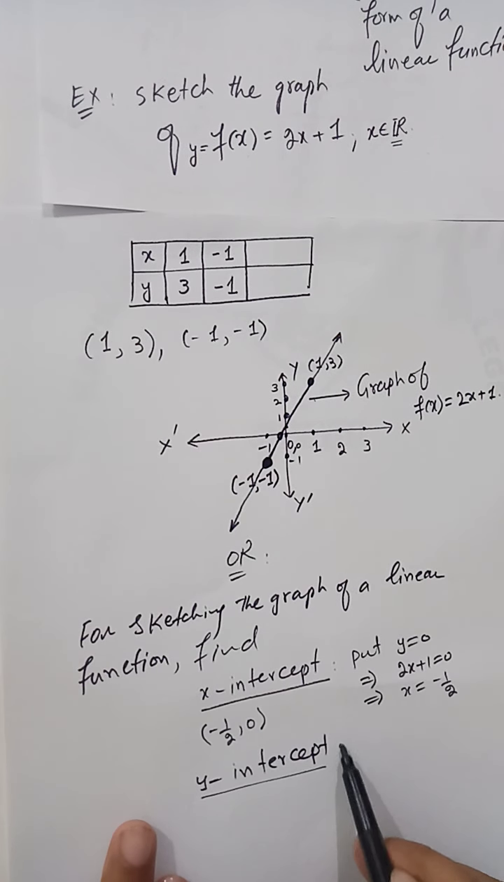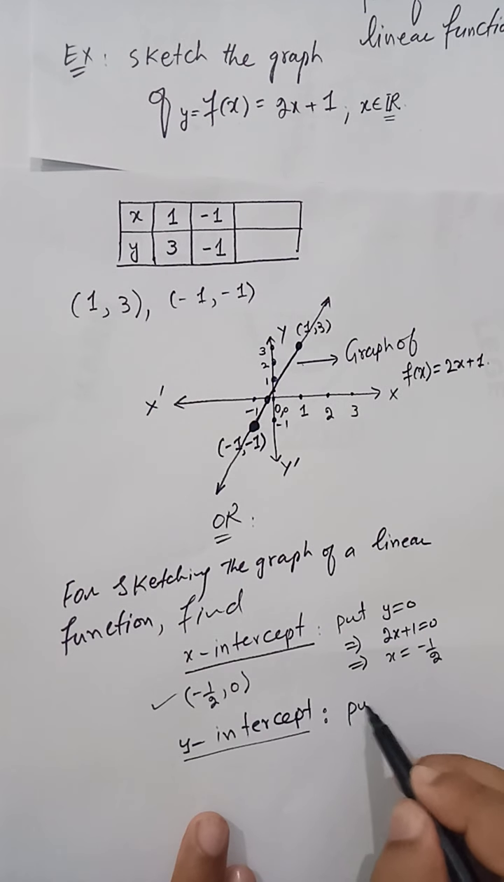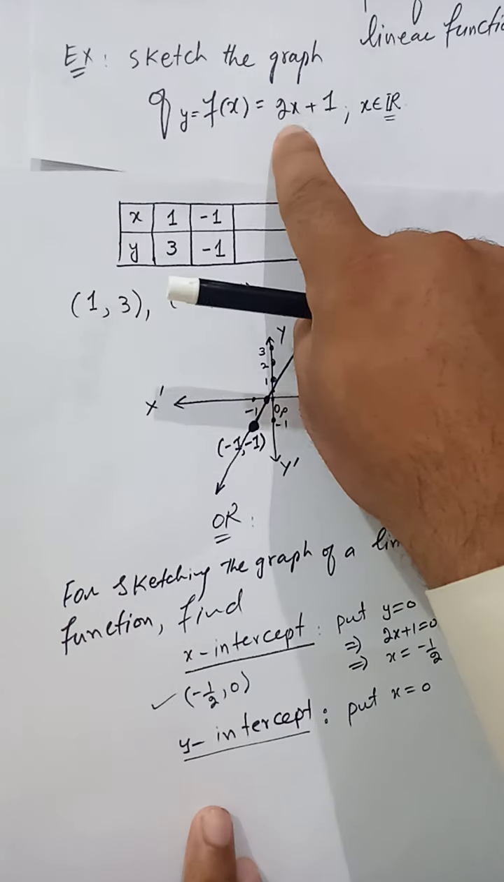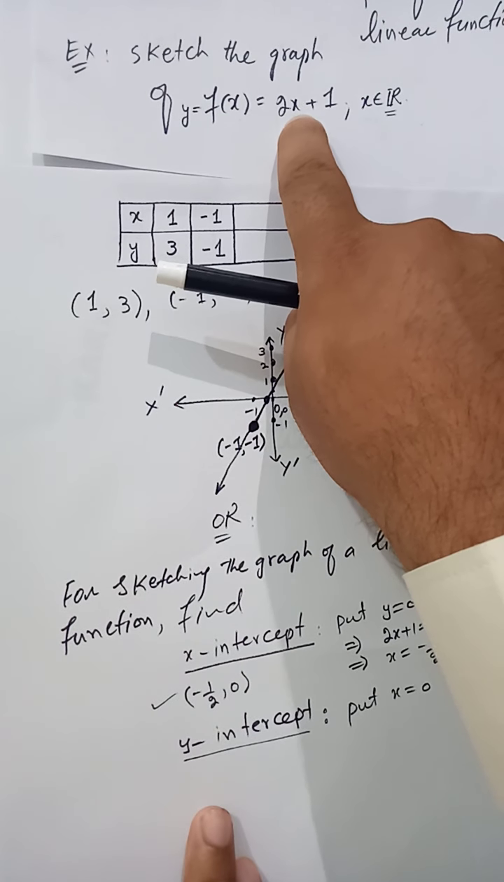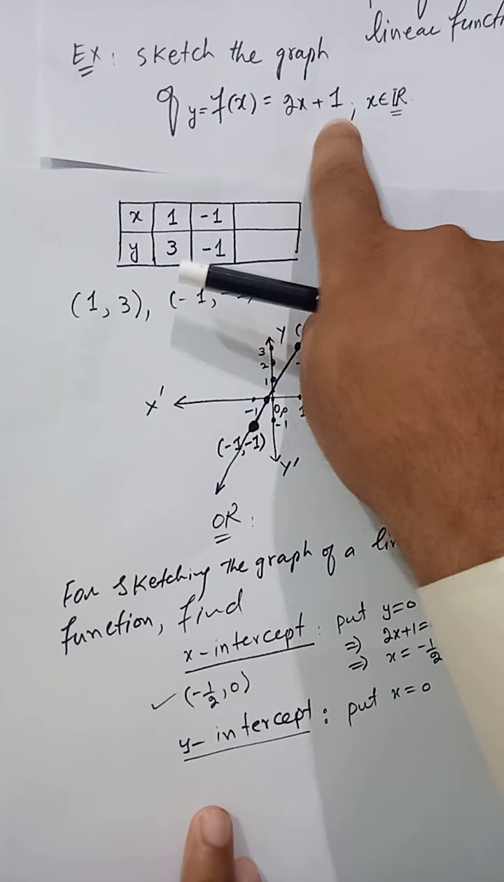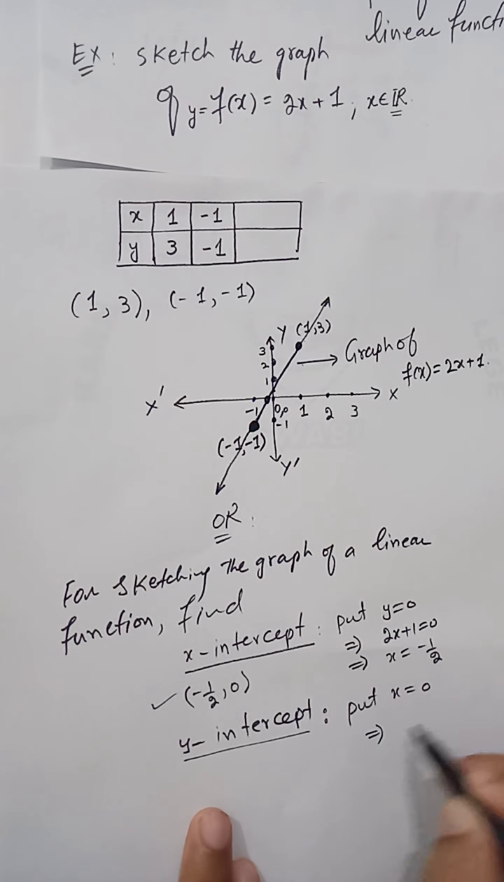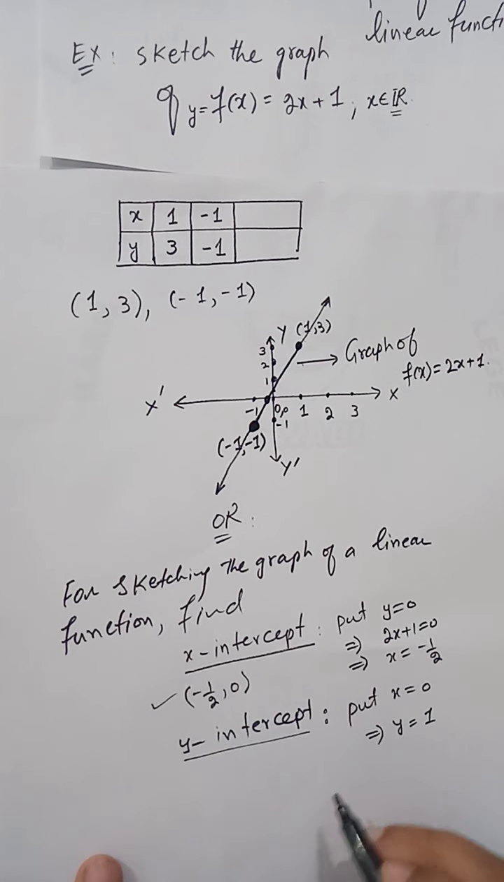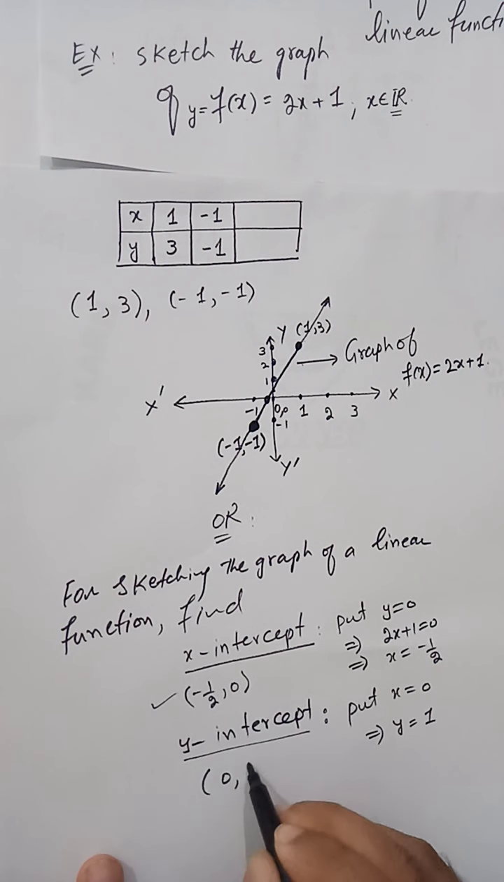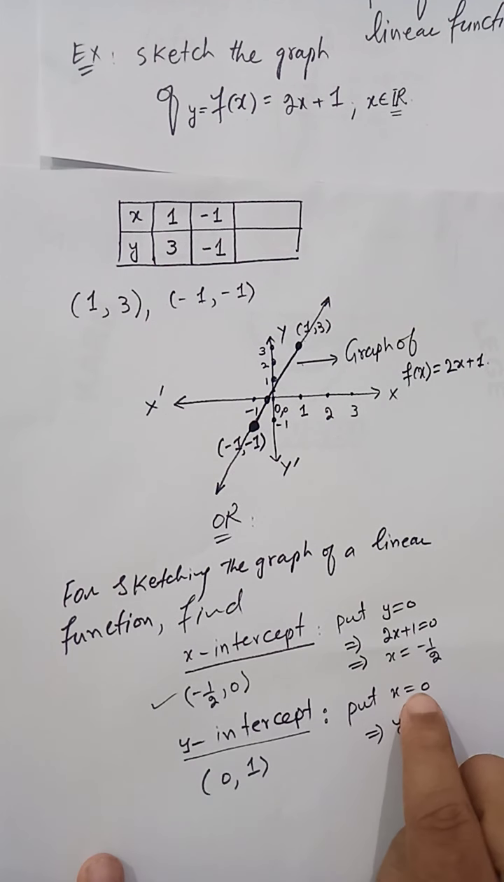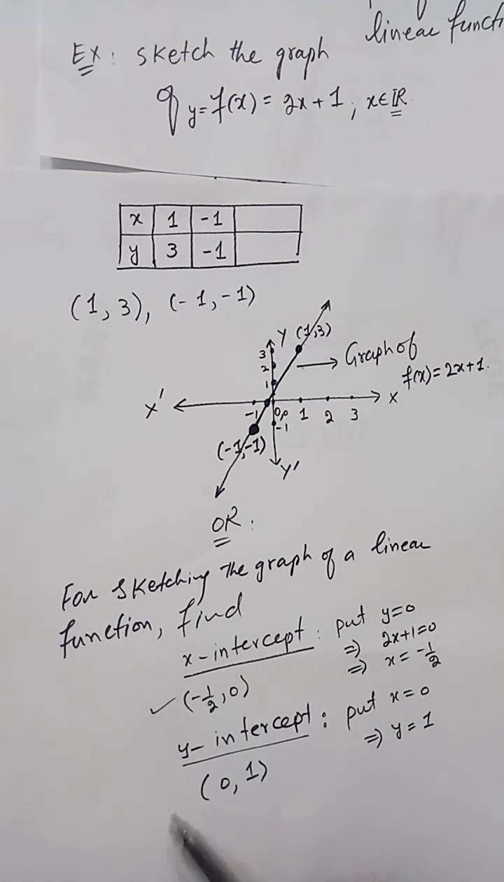And for the y-intercept, you get one ordered pair. For the y-intercept, put x equal to 0 in the given function. So y is equal to 2x plus 1. When you put x equal to 0, y will be equal to 1. So this implies that y equals 1. So the y-intercept is 0, 1. Remember that x must be first in the ordered pair and y will be the second. So you get 2 points.